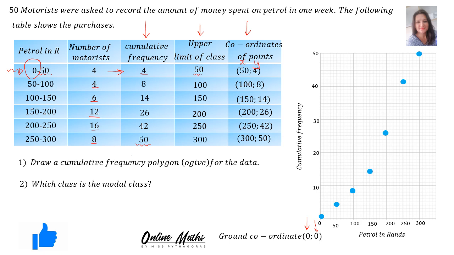And now you can make your ogive. Remember, it's a smooth curve. On the x-axis is petrol in rands, and on the y-axis goes your cumulative frequency.